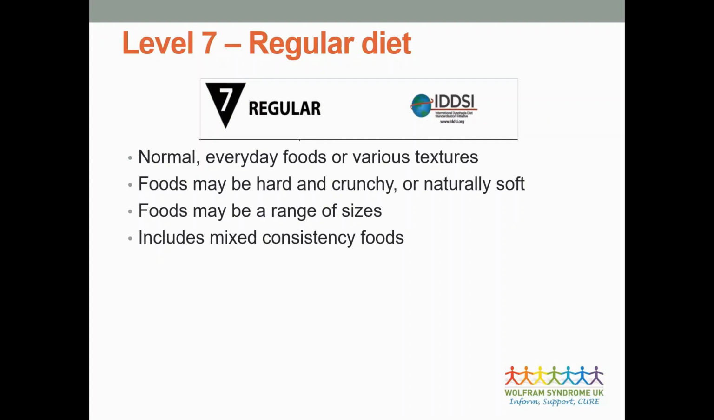Level 7 is your regular diet, so your normal everyday foods, various textures. They could be hard and crunchy, naturally softer, and there's no size limit. They can be mixed consistencies in this category as well.